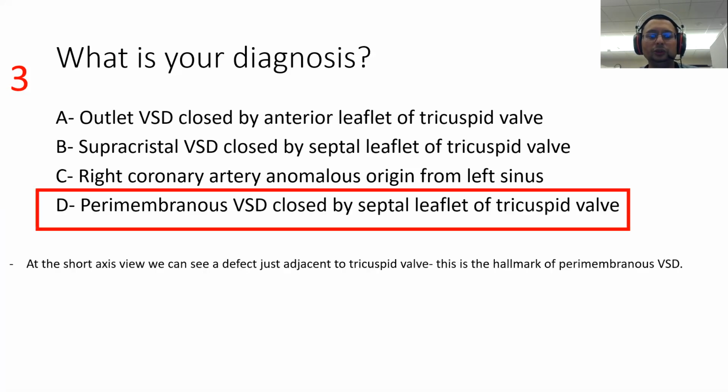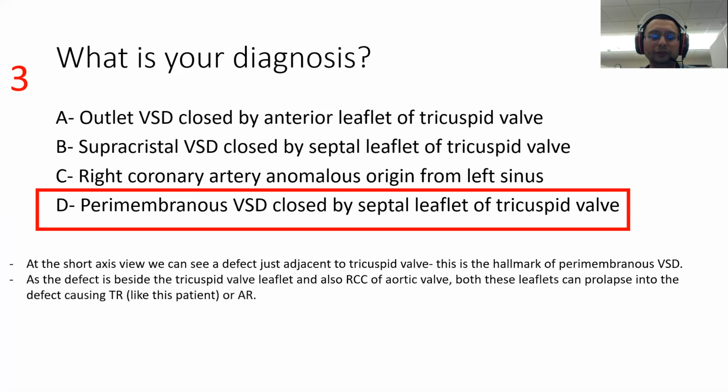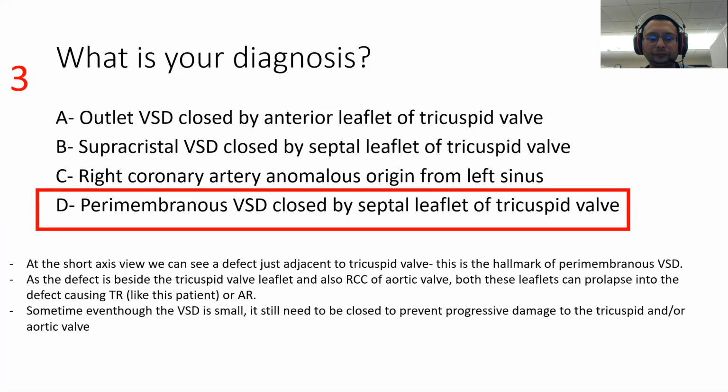So I already explained that this is the hallmark of perimembranous ventricular septal defect. And the septal leaflet of the tricuspid valve has actually gone into that defect. Even though the ventricular septal defect is small, the tricuspid regurgitation, or if let's say it involves the aortic valve, aortic regurgitation, might be a reason for us to close the VSD, even though the VSD itself is small. Remember that outlet VSD and supracristal VSD are the same entity.